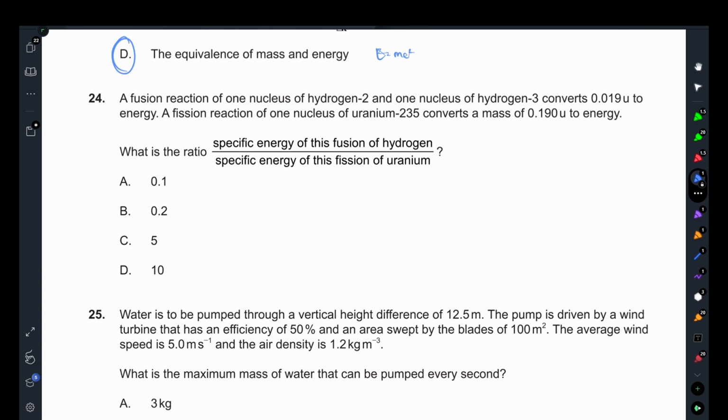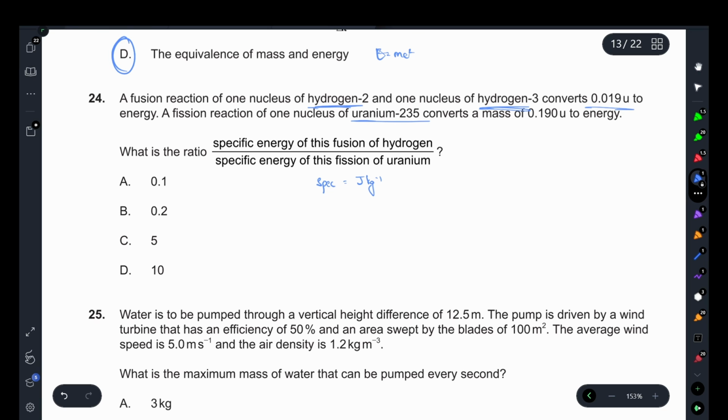Question number 24. A very interesting question in my opinion. We have a fusion reaction of a nucleus of hydrogen-2 and a fission of uranium-235. These are the two masses. They're asking for the ratio of specific energies. So specific energy has a unit of joules per kilogram, and the energy is given by this E is equal to mc squared formula, where mass is directly converted to energy in these fusion and fission reactions.